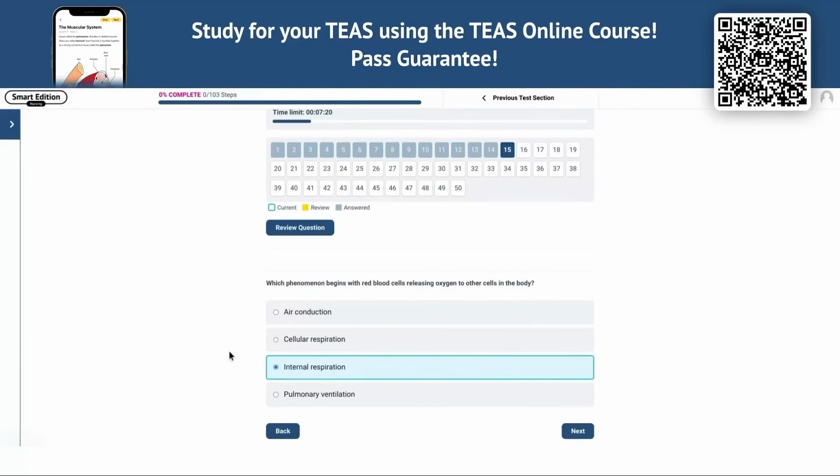Before we talk about why internal respiration is the correct answer, I do want to make a point that on your TEAS exam, you should be prepared to study cellular respiration and cellular reproduction, as they may show up on the biology questions of your exam.